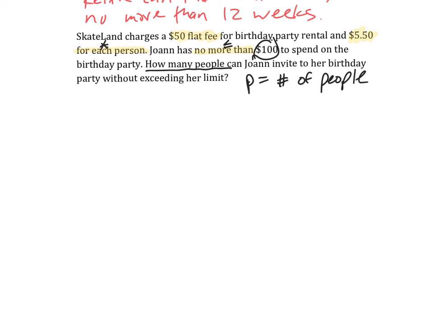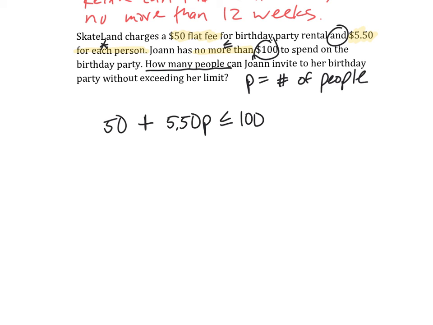Now let's write an inequality. It charges a $50 flat fee, so there's just going to be $50, nothing else happens with that. And, oh, I forgot about that word: and means we're going to add. So we're going to add $5.50 for each person, and people is our variable. Each means we're going to multiply, so we add 5.50 times the number of people. And no more than $100, so we say less than or equal to $100, the amount of money she can spend.